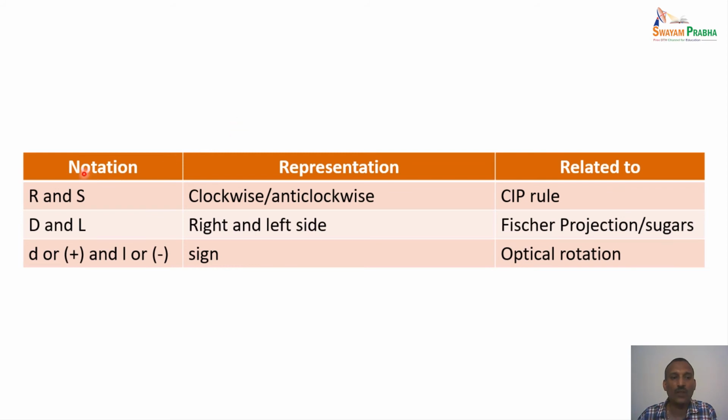Let us recap what we have seen. If we talk about chiral compounds, that is R and S, we say this is based on CIP rules, and when we say D plus isomer or L minus isomer, that is related to optical rotation, and D and L are basically the Fischer projection for sugars and other things we have studied so far.